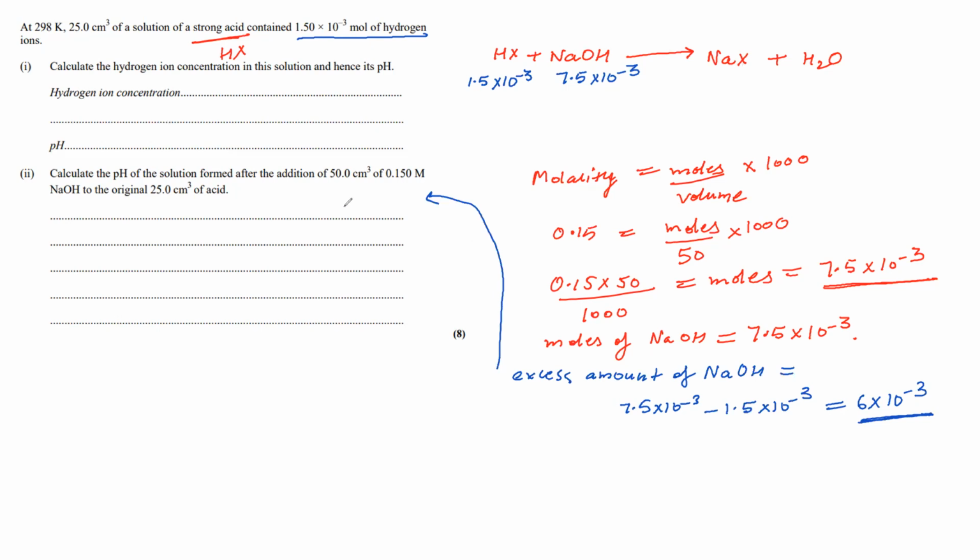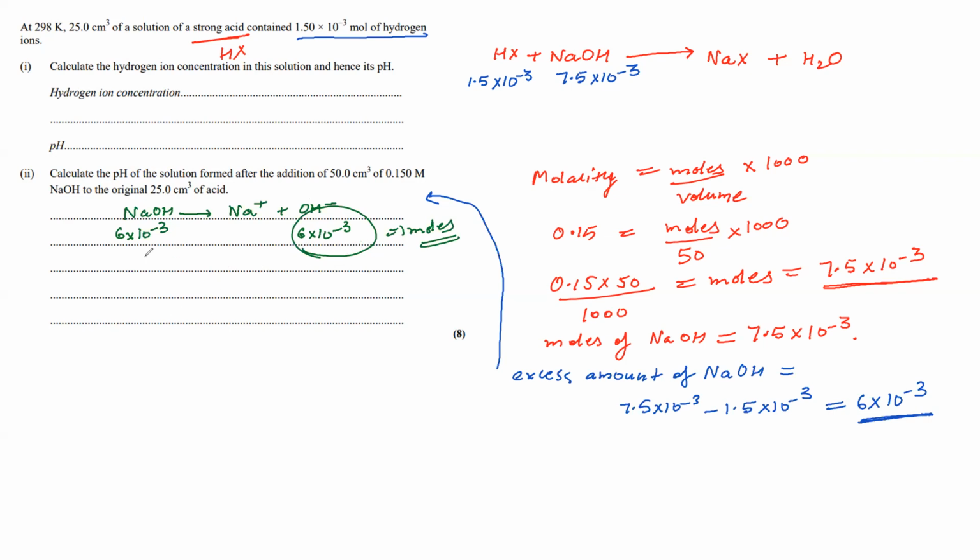Okay. So we have NaOH. NaOH will dissociate into Na+ plus OH-. Correct? So if you have 6 × 10^-3 moles of NaOH, how many moles of OH- will you have? 6 × 10^-3 moles of OH-. Correct? So now what do we have to do? We need concentration. These are moles. We have moles, but we need concentration.